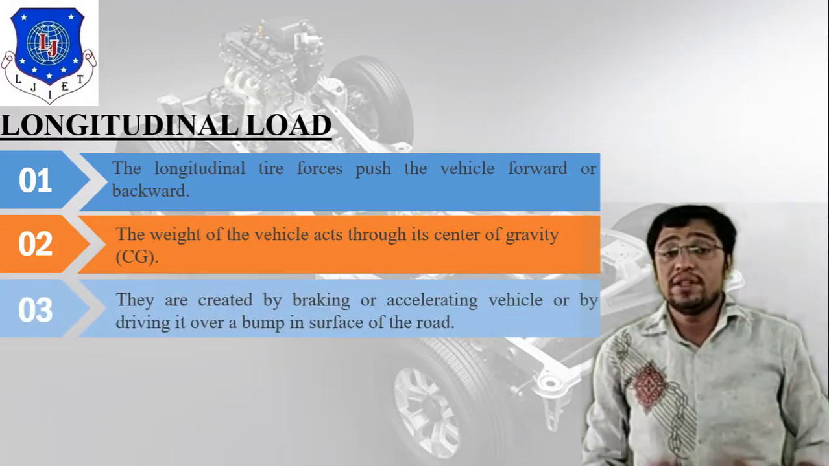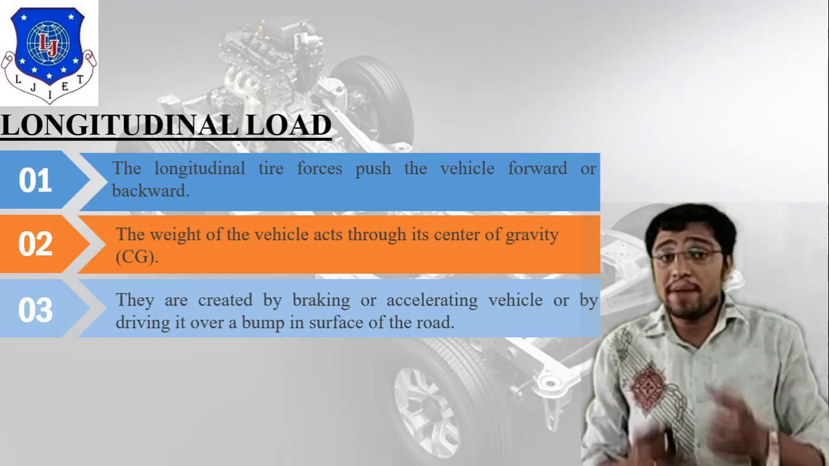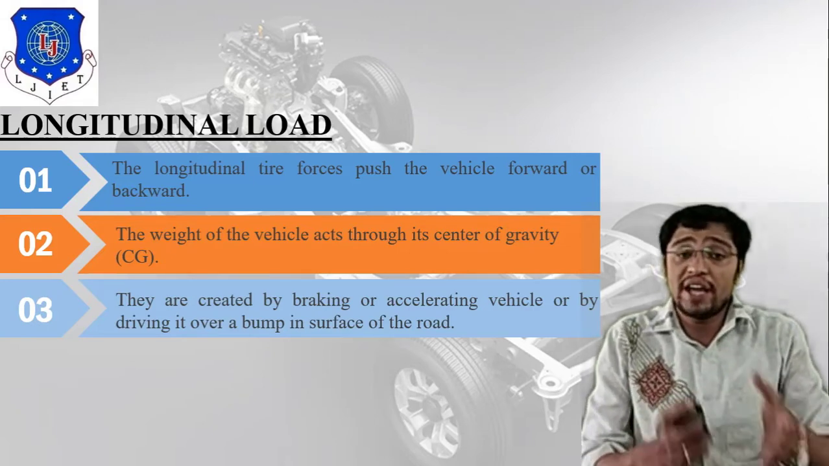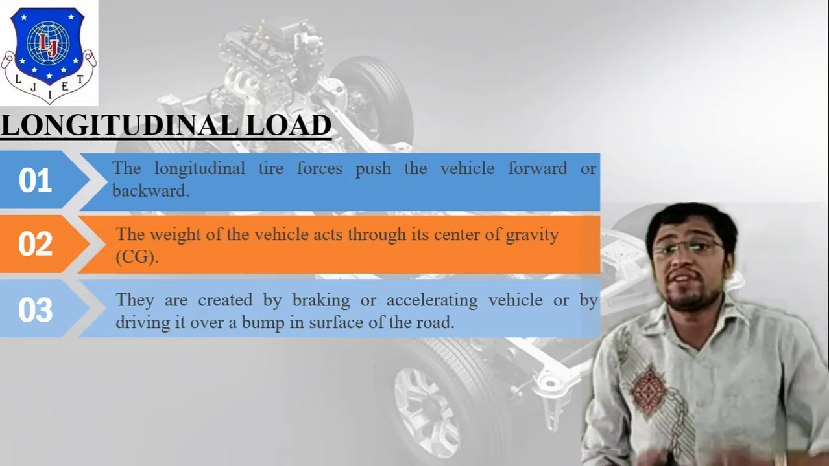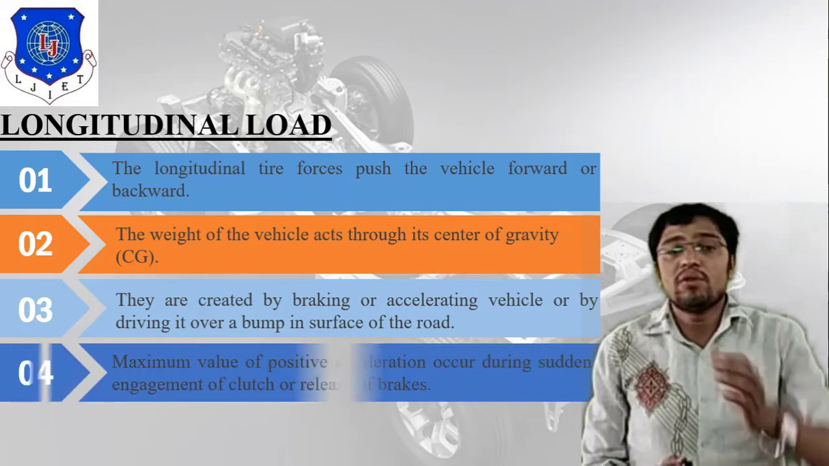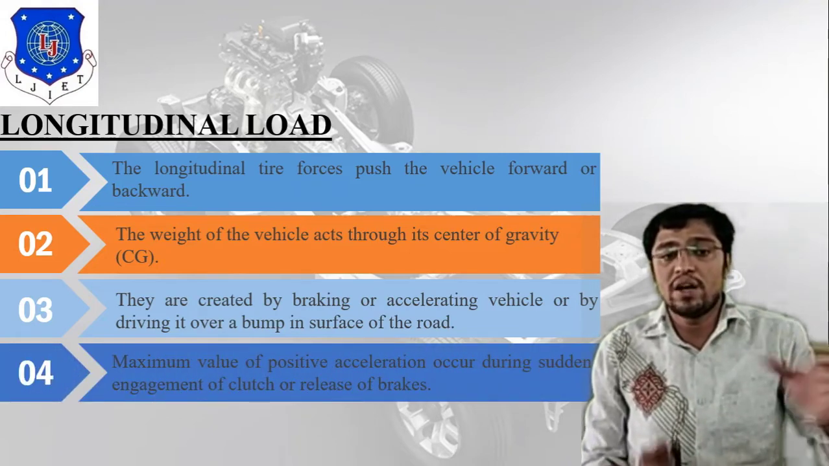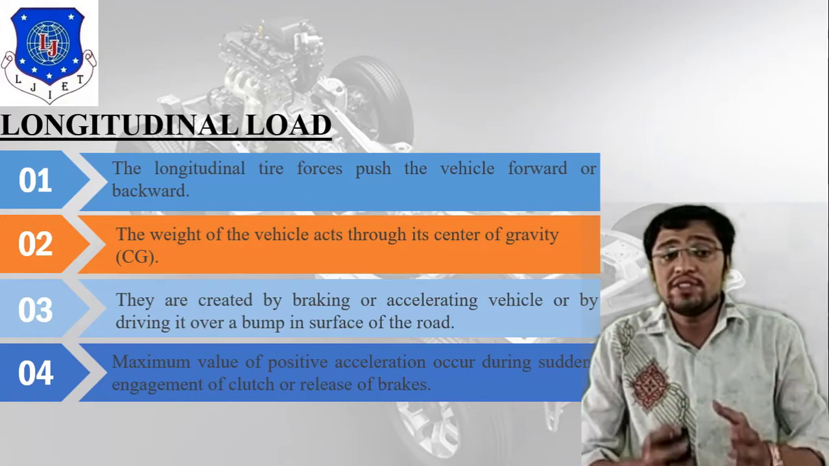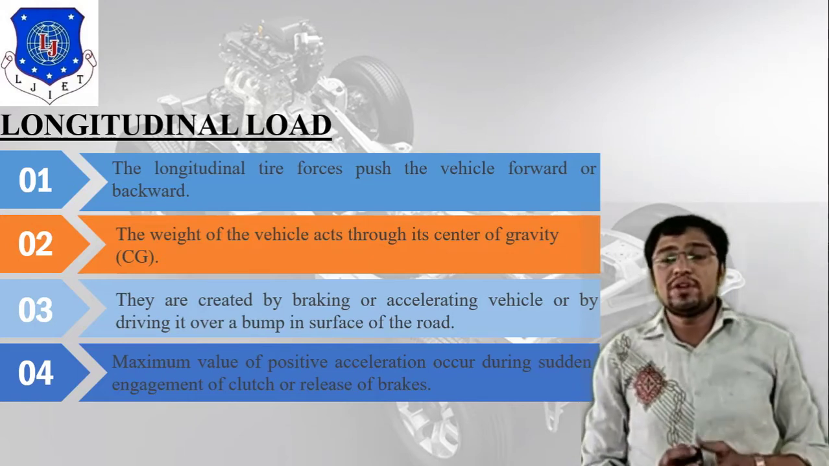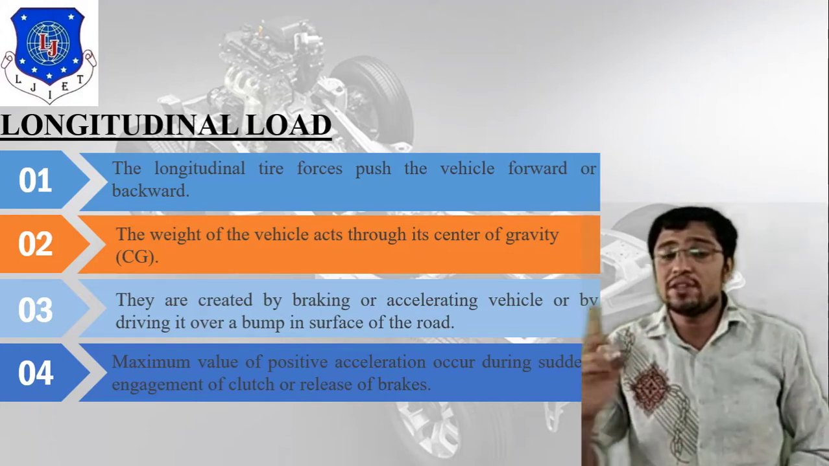Third and important, they are created by braking or accelerating the vehicle or by driving it over a bump in the surface of the road. So this is longitudinal load. Fourth, the maximum value of positive acceleration occurs during sudden engagement of the clutch or release of the brake, right? So this is longitudinal load. Longitudinal load always occurs when there is some acceleration.